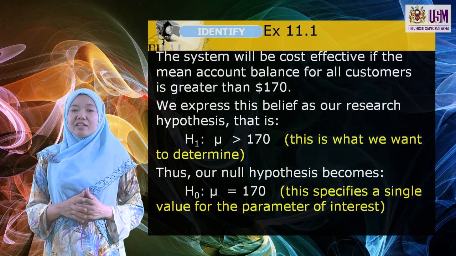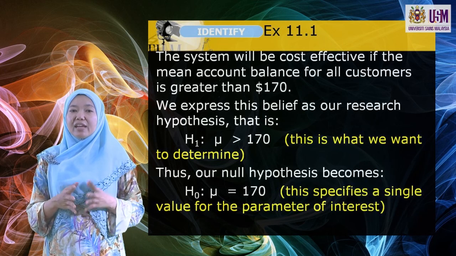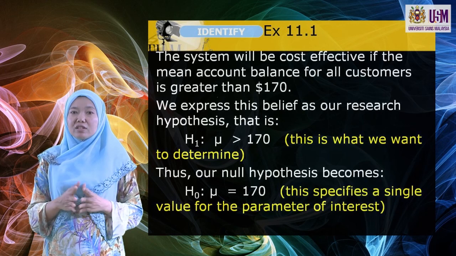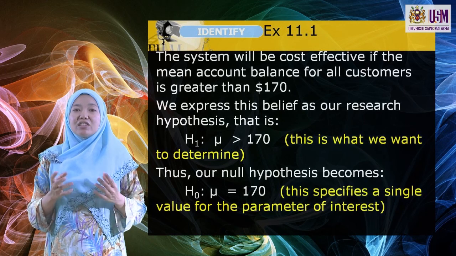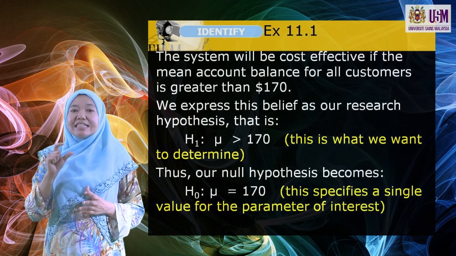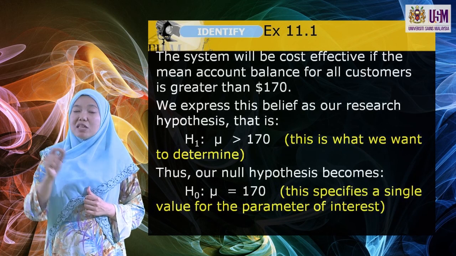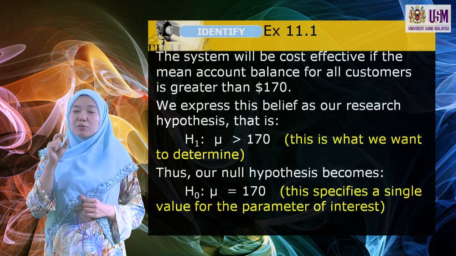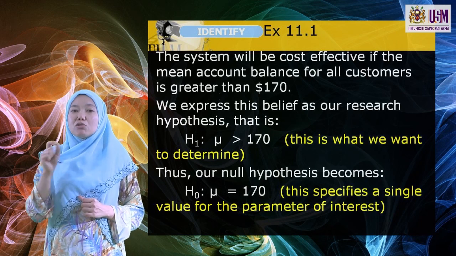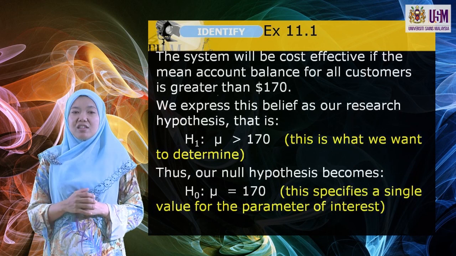Okay, we are still discussing example 11.1. The first step that you need to do is identify the H0 and H1. This is the first step of hypothesis testing. You know that the system will be cost effective if the mean account balance for all customers is greater than 170. That is the statement that you need to examine or do research on. So we express this statement or this belief as our research hypothesis. That means you write H1: mu greater than 170.